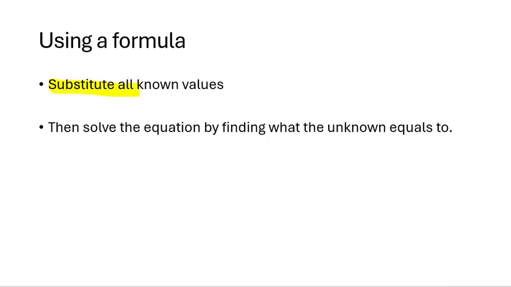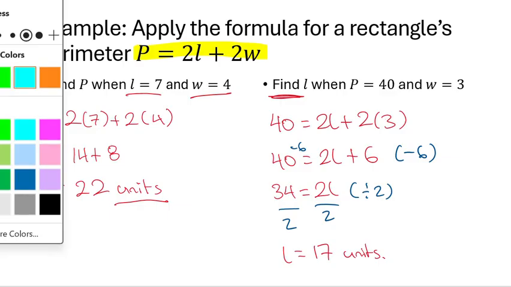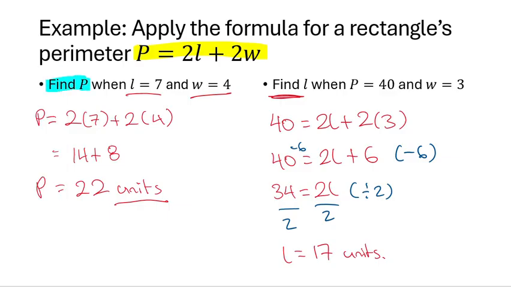So make sure you substitute all known values and then solve the equation by finding what the unknown equals, okay? If you have a look at this example, you're just going to apply the formula for perimeter of a rectangle. This is the formula, P equals 2L plus 2W. The question says find P when L equals 7 and W equals 4. So you have some values to substitute in already, and your job is just to find the missing unknown, okay? That's what I've done in this part here, and I end up with 22 units.